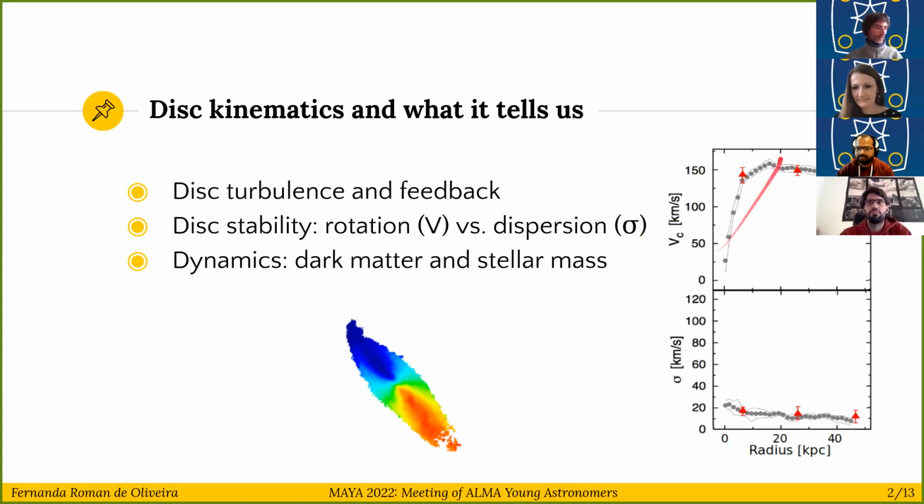And especially the rotation curve is very useful because it can tell us about the dynamics of the system. This rotation curve is the rotation at every point in the galaxy, but it can be due to many things. For example, the mass in the gas, the mass in the dark matter component, and also the stellar mass. So we can actually decompose this curve into all these different components of the galaxy.